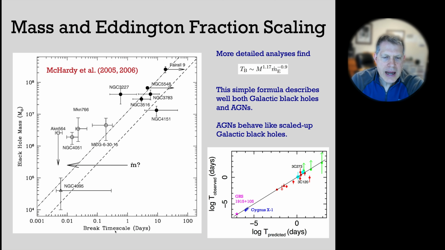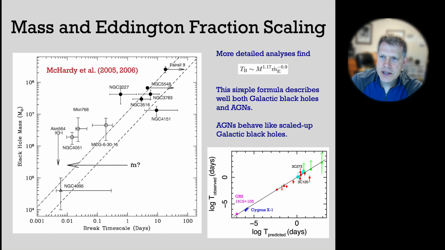In this case, the break timescale measured from the power spectrum seems to correlate with the black hole mass. And you can see that here. Luminous AGNs with more massive black holes have longer break timescales. AGNs with lower mass black holes have shorter break timescales. And you can see the break timescale spans orders of magnitude in this diagram. In fact, more detailed analyses find that the break timescale scales as the black hole mass to about the 1.17 power, so it's nearly a linear relation, and then inversely proportional to the Eddington ratio to the minus 0.9 power. So that's the kind of relation that one finds, broadly speaking.